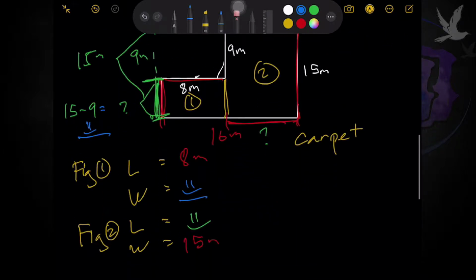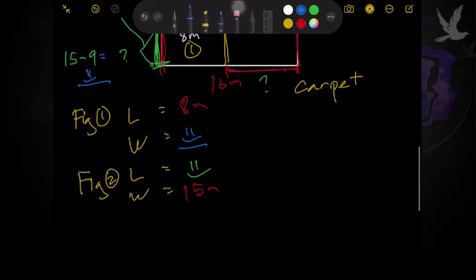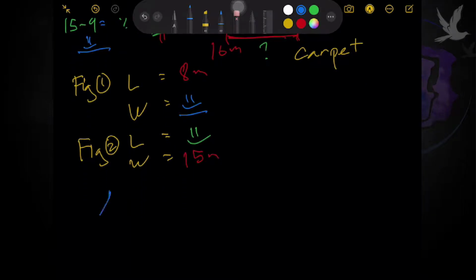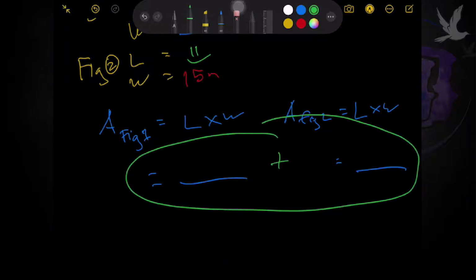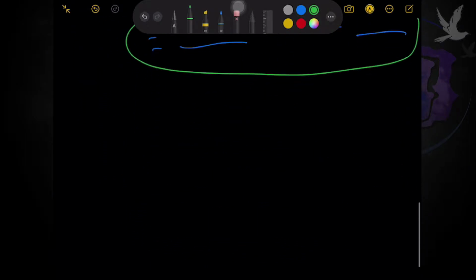To solve for the total area of the carpet, all you need to do is just to take the area of figure 1, which is length times width, and the area of figure 2, which is also length times width. Then, once makuha nyo ng sagot nyan, you now have your answer after adding both. Okay? So, let's go to number 3.